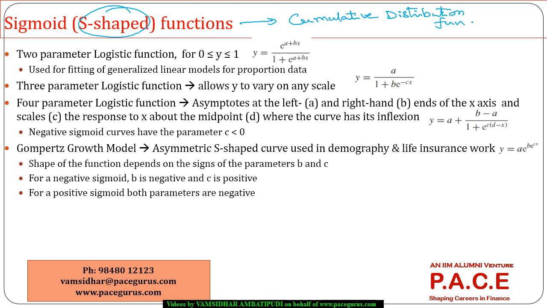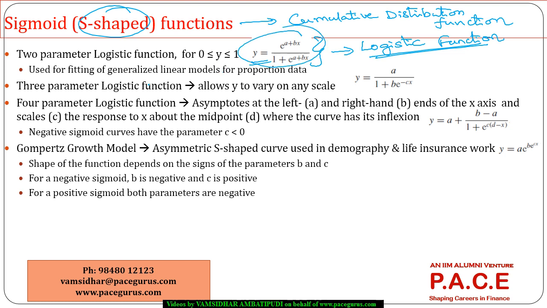So they are generally 2-parameter logistic functions. You will have them of the form y equals e to the power of (a plus bx) divided by 1 plus e to the power of (a plus bx). Generally for logistic regression, when you are trying to understand the logistic distribution function later, you will see that this is a similar kind of equation or the density function that you would be coming across. This would have a sigmoid kind of shape.